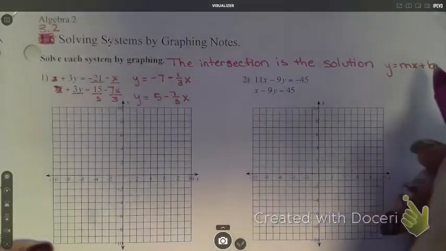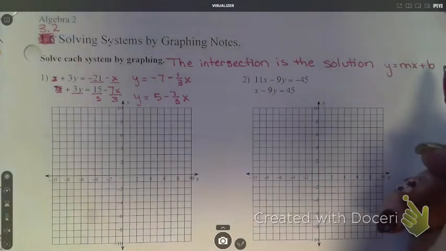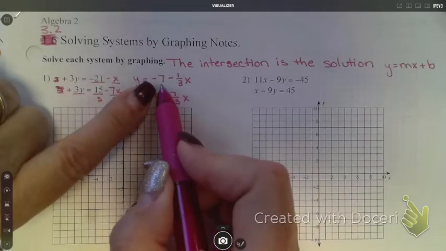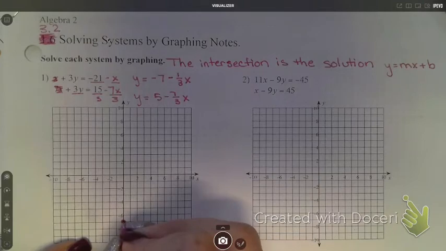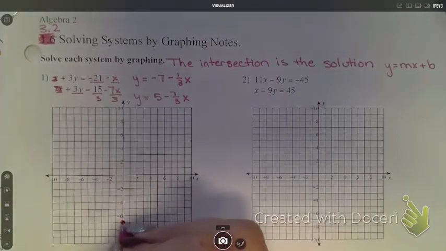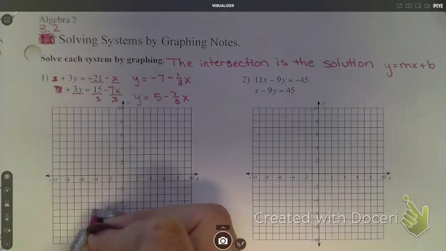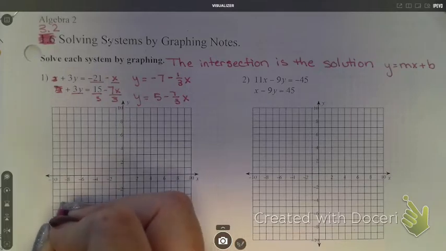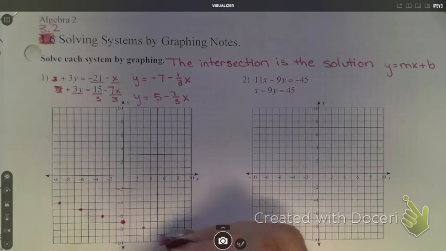So we need to do the b. What is b? The y-intercept. So the y-intercept on the first one is negative 7. And the slope is negative 1/3. So I'm going to go up 1 and left 3, and I personally just go until I go off the graph. And then I go down 1 and right 3. That's pretty good.